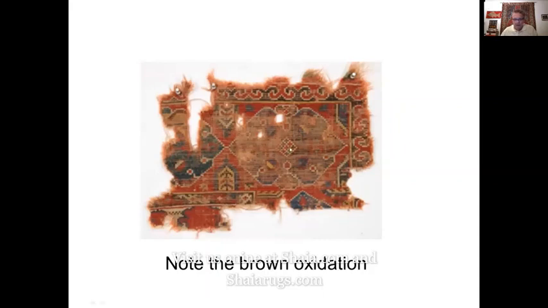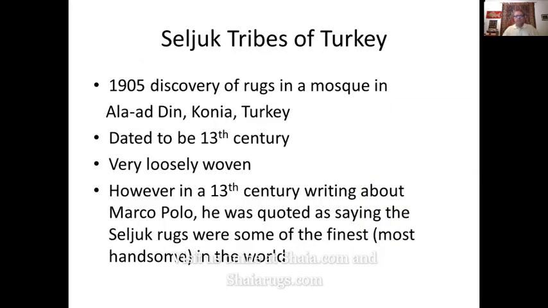I noted here the brown oxidation, because as we study dyes, we'll find that some dyes tend to weaken the wool, and browns and blacks were dyes that oxidized and caused the wool to weaken. So in the Seljuk tribes, this is interesting. In 1905, there was a discovery of rugs in a mosque in Ala-ad-Din, Konya, Turkey, dated to be about the 13th century.